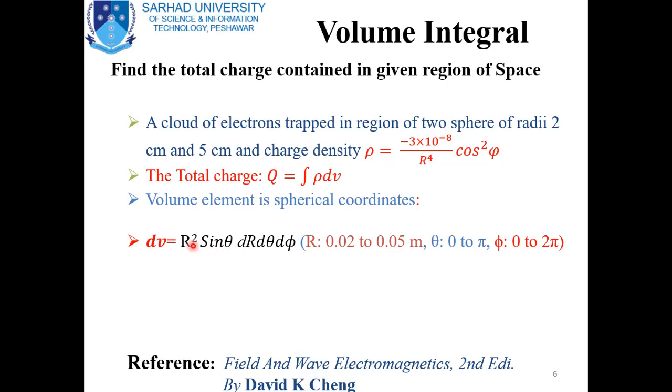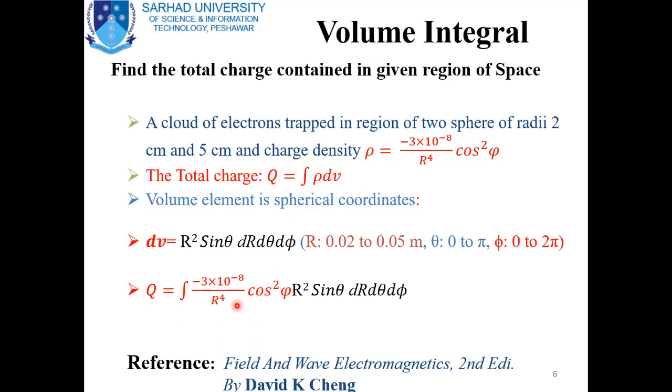So r is varying from 0.02 to 0.05 meter. We convert them into meters and write r varying from 0.02 to 0.05 meter, and the half angle theta, which is fixed for a sphere, varies from 0 to pi, while the plane angle phi varies from 0 to 2 pi. And we will put in the expressions for density and volume.